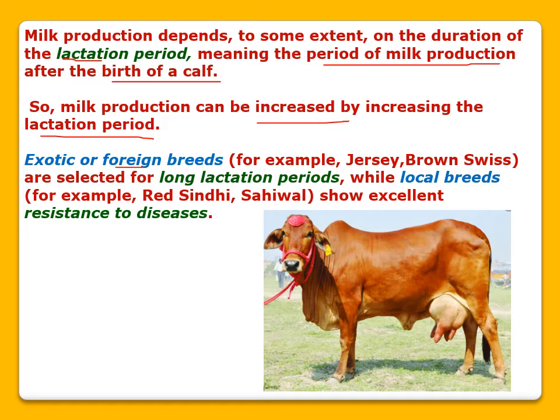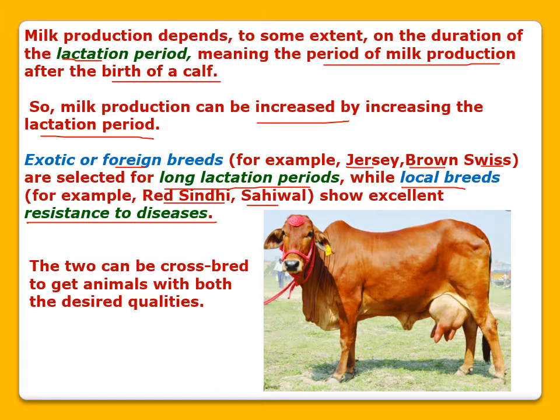Exotic or foreign breeds, for example Jersey, Brown Swiss, these are the breeds that are selected for long lactation periods. These breeds of cows, Jersey cows, brown cows, and Swiss cows have long lactation periods and they give more milk. While local breeds like red Sindhi cow, Sahiwal cow, they show excellent resistance to diseases. So both the breeds have their own property, their own speciality. One, the foreign breed has long lactation period, while the local breed has resistance to disease. That means they don't fall sick very often, right?